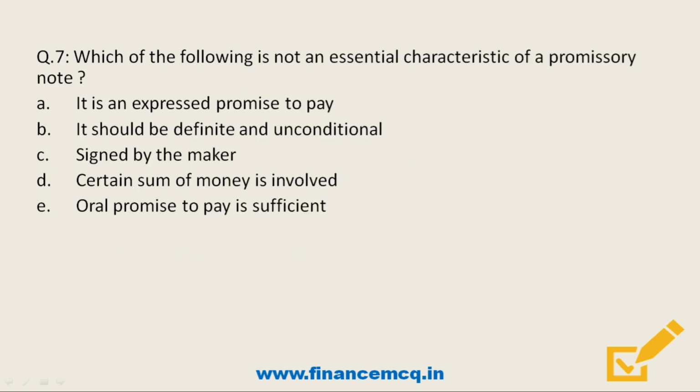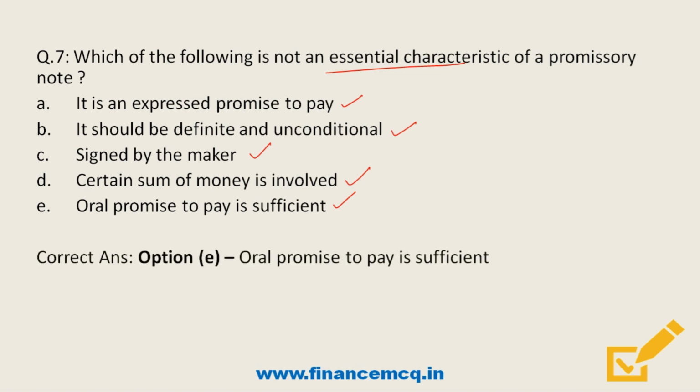Moving on. Friends, next question is which of the following is not an essential characteristic of a promissory note? The options are it is an expressed promise to pay, it should be definite and unconditional, it should be signed by the maker, and a certain sum of money is involved in promissory note, and last option is oral promise to pay is sufficient. So friends, here the question is asking which of the following is not an essential characteristic. So friends, here the correct answer is option E, that is oral promise to pay is sufficient.